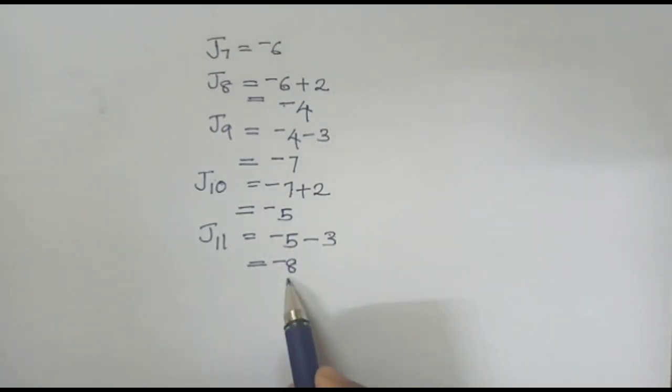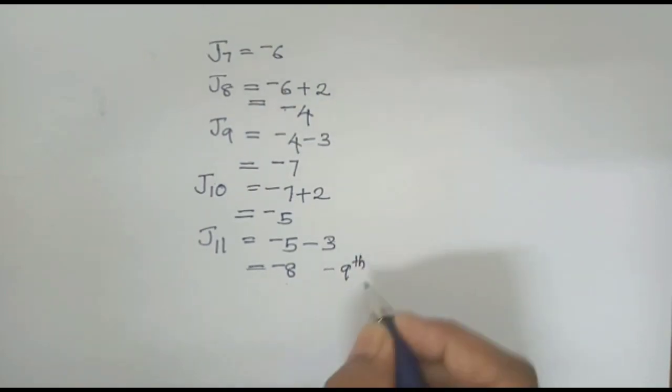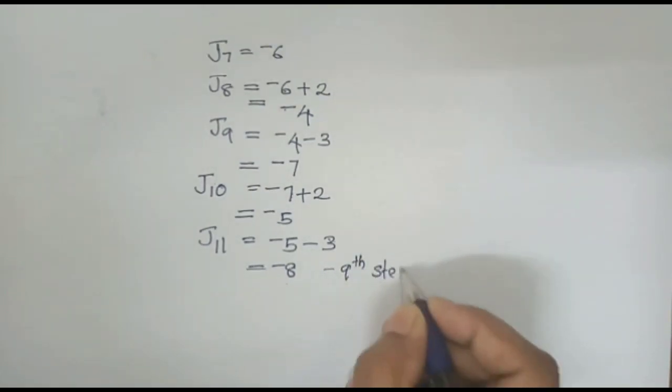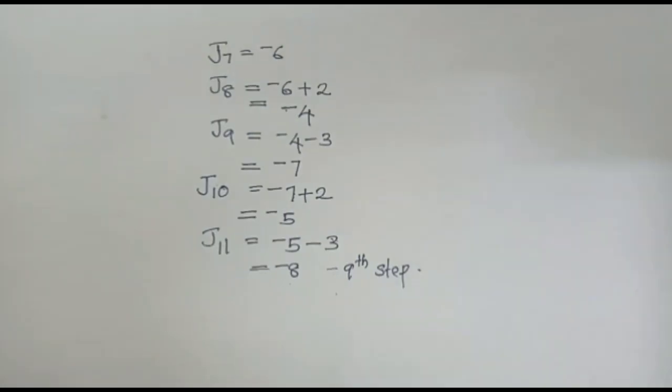Minus 8 represents the 9th step. So he reached the 9th step, which is the water level. And how many jumps did he take? 11. So 11 is the answer.